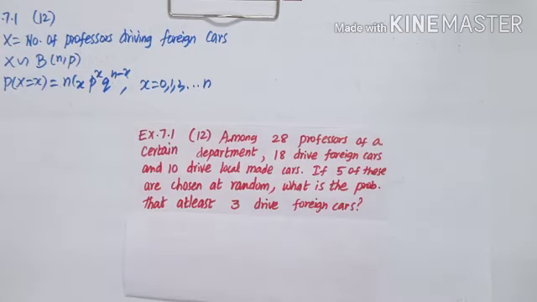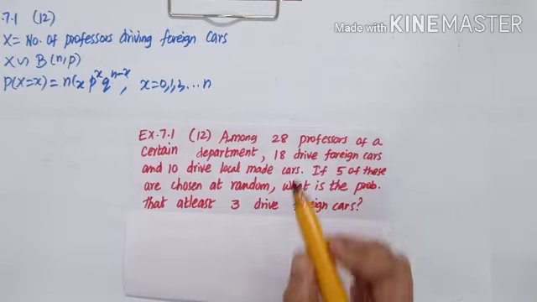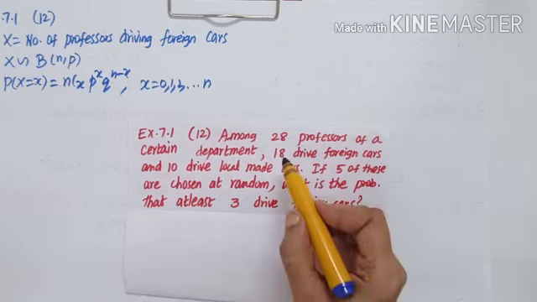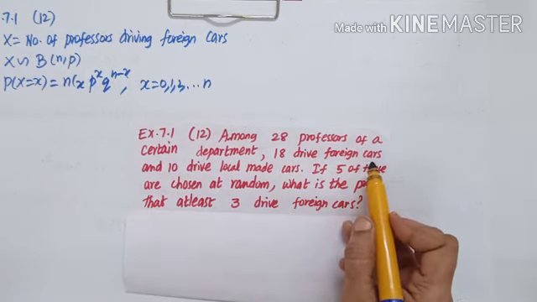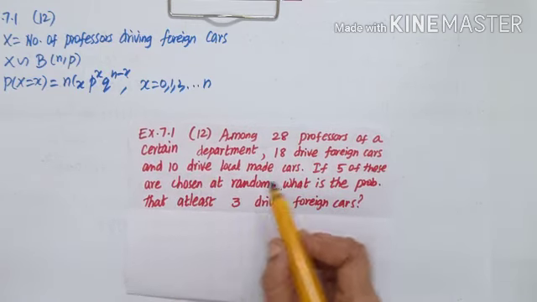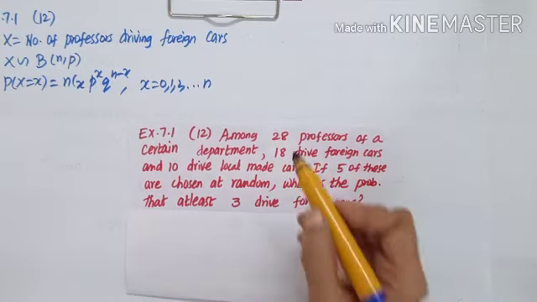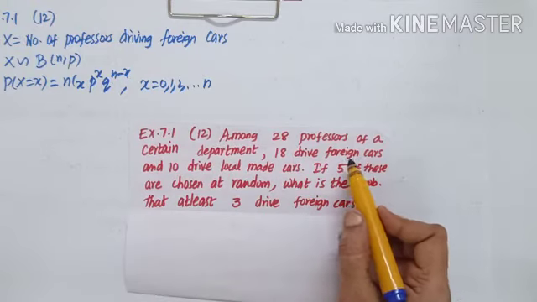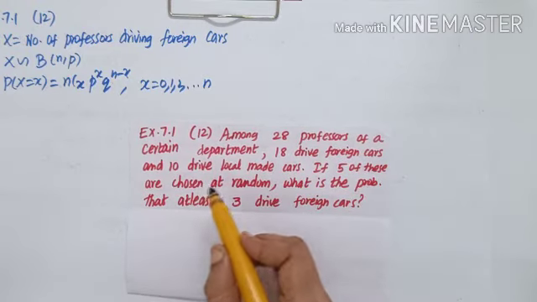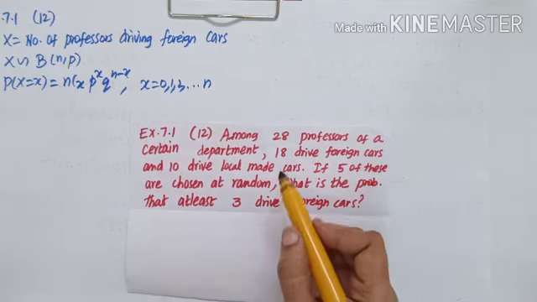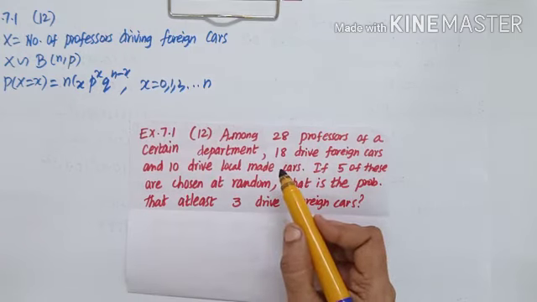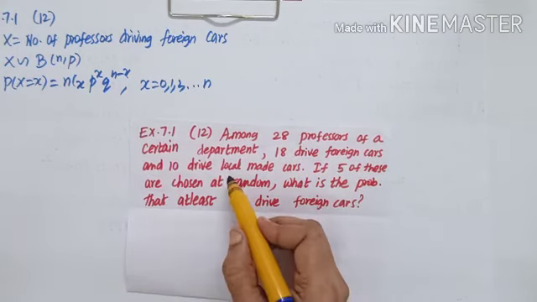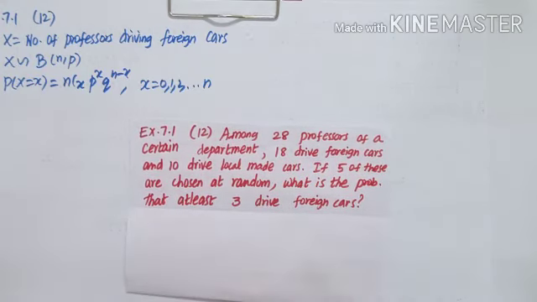Exercise 7.1, question number 12. Among 28 professors of a certain department, 18 drive foreign cars and 10 drive local made cars. Out of 28, 18 drive foreign cars and 10 drive local made. So what is the probability of foreign cars? It is 18 by 28 and local made is 10 by 28.